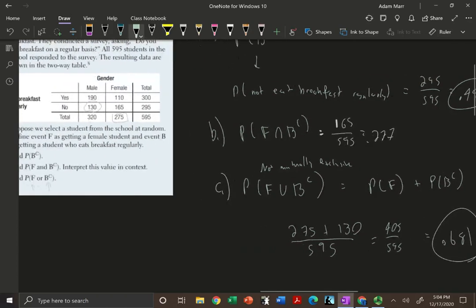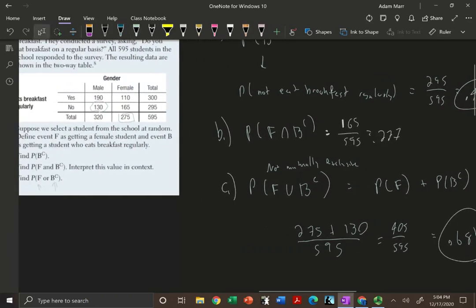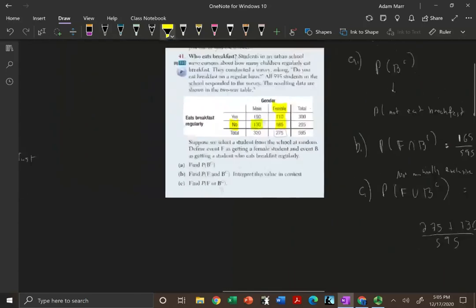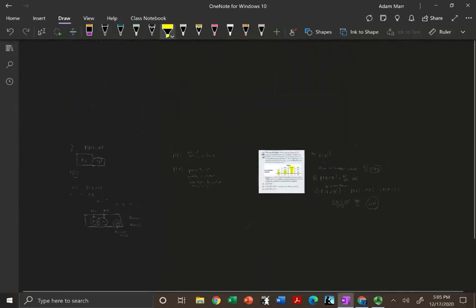Okay, and there we go. So just to let you know, what did we actually include? It was female or does not eat breakfast, right? Does not eat breakfast, female. So we got everyone that's involved right there. So that's going to be that person, and that person. So basically we just added 130, 165, 110, all up and divided by 595. Okay, so there we go with number 41.